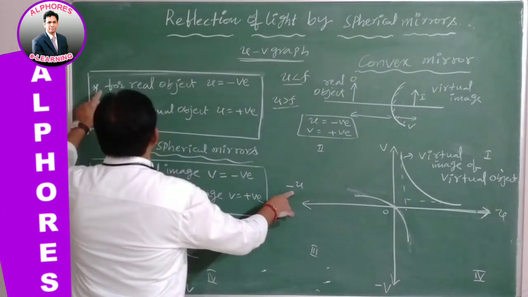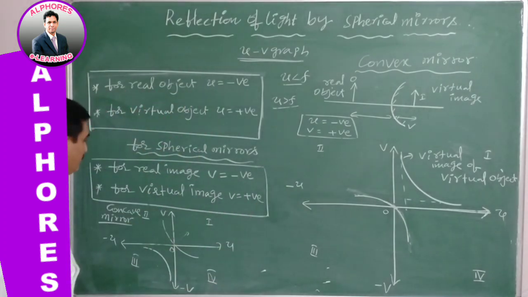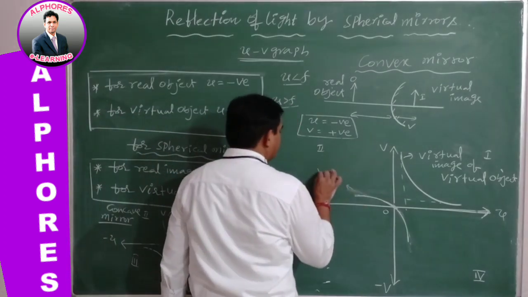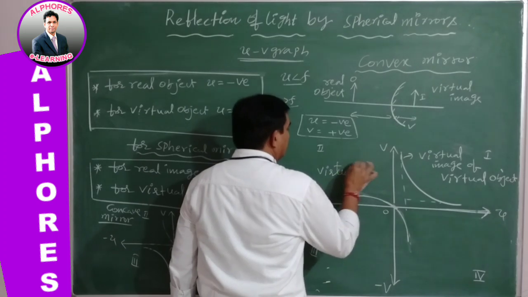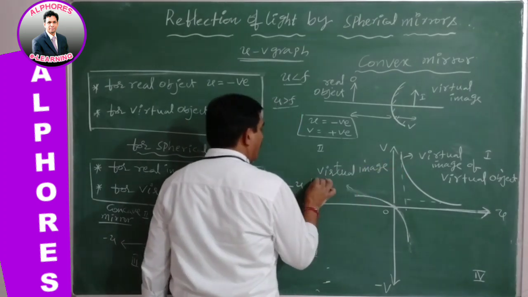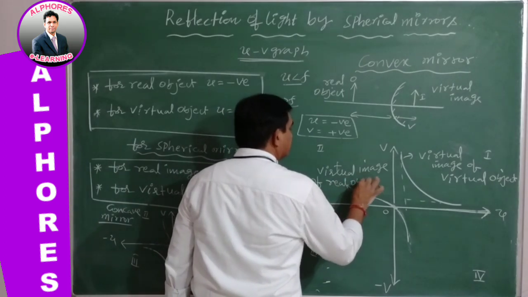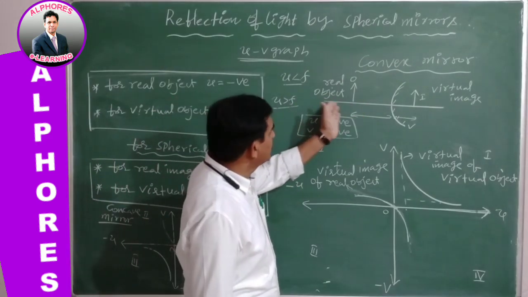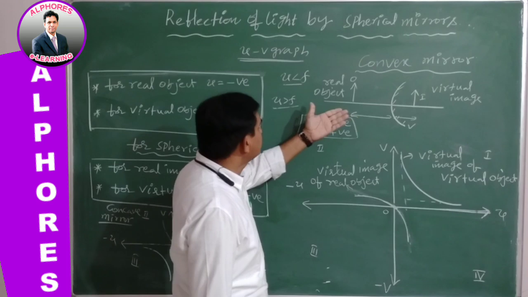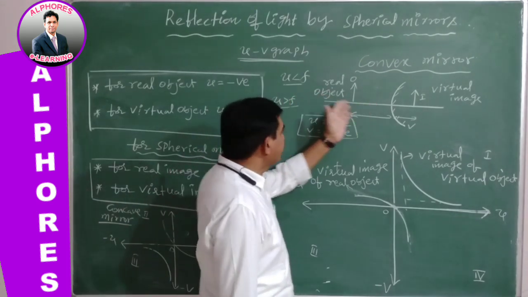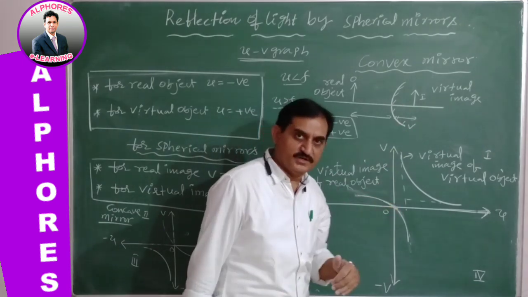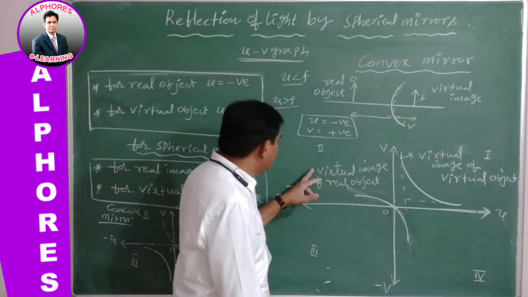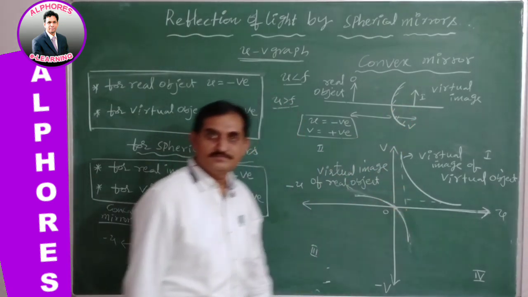So U negative, that is real object. V positive, this image is virtual image. So this is simply virtual image of real object. Practically, we are seeing every time the result: the object is real every time, at any position of this object, the image is virtual, that is behind the convex mirror. So in this basic case, therefore, virtual image of real object, its name is given.